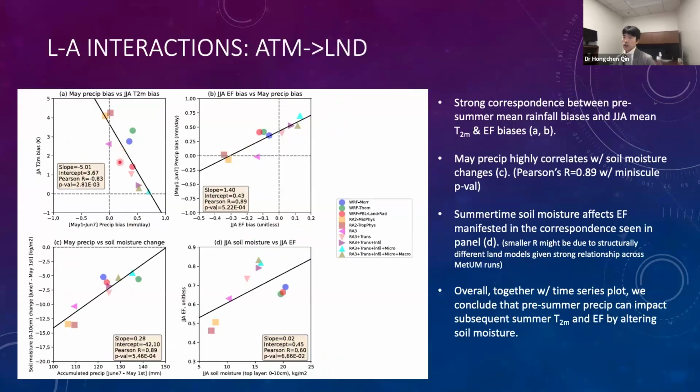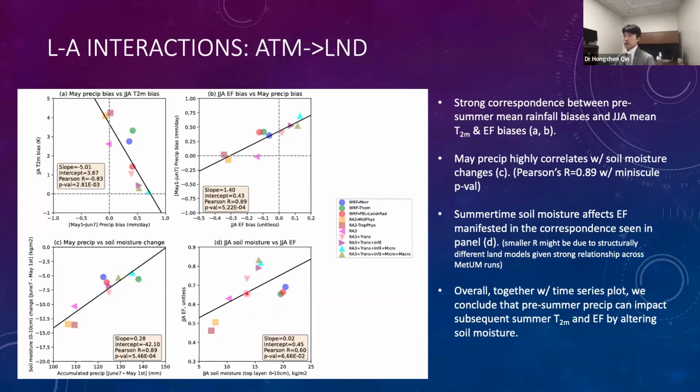Well, this panel shows the correspondence between May precipitation bias and summertime T2M bias across CPMs, upper left panel. Panel B, upper right, is showing summertime EF bias versus May precipitation bias. The correspondence between May precipitation and soil moisture change is in the lower left panel, and summertime soil moisture versus summertime EF correspondence is in the lower right panel.